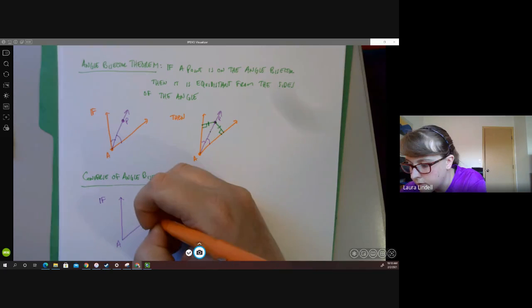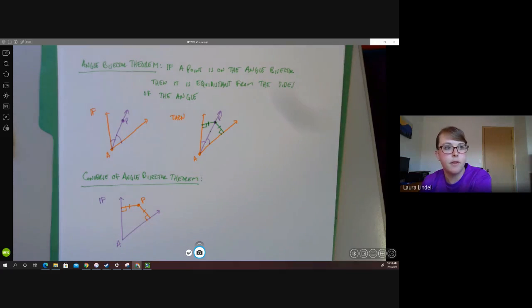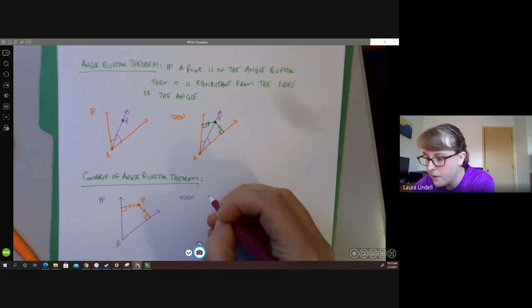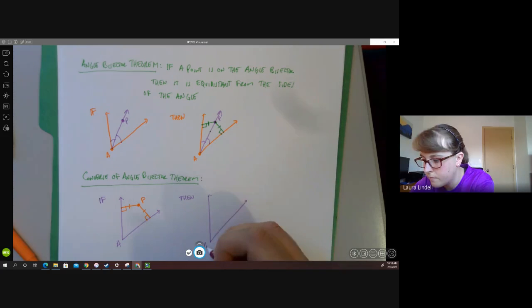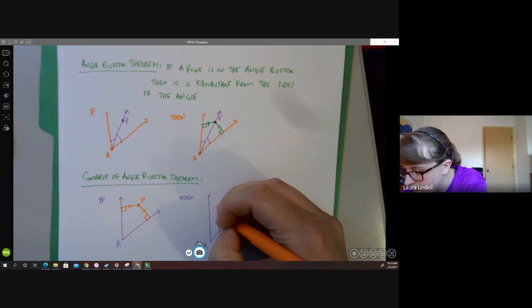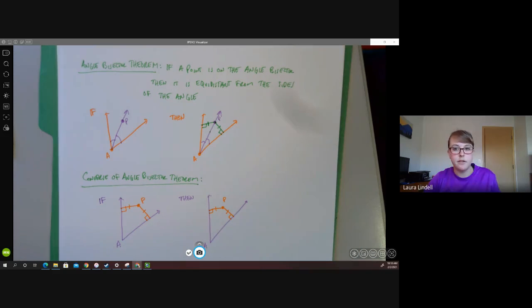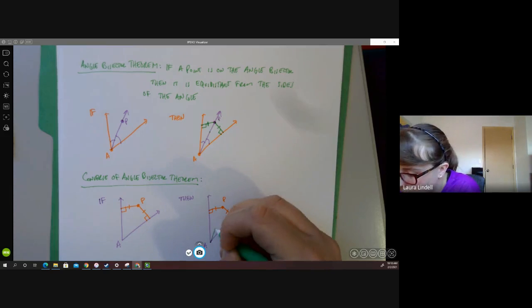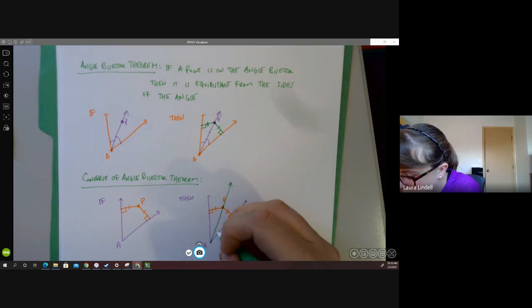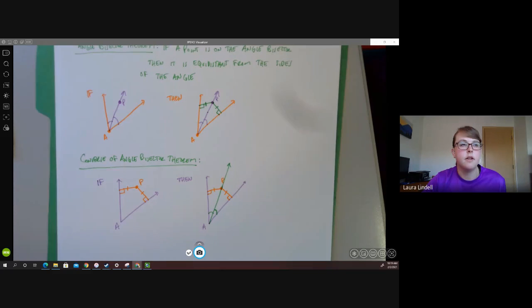If that point is equidistant from both sides of the angle, then, with the same picture going here, if I was going to draw the angle bisector, it would go through point P. So it's saying the same thing, just in the reverse order.